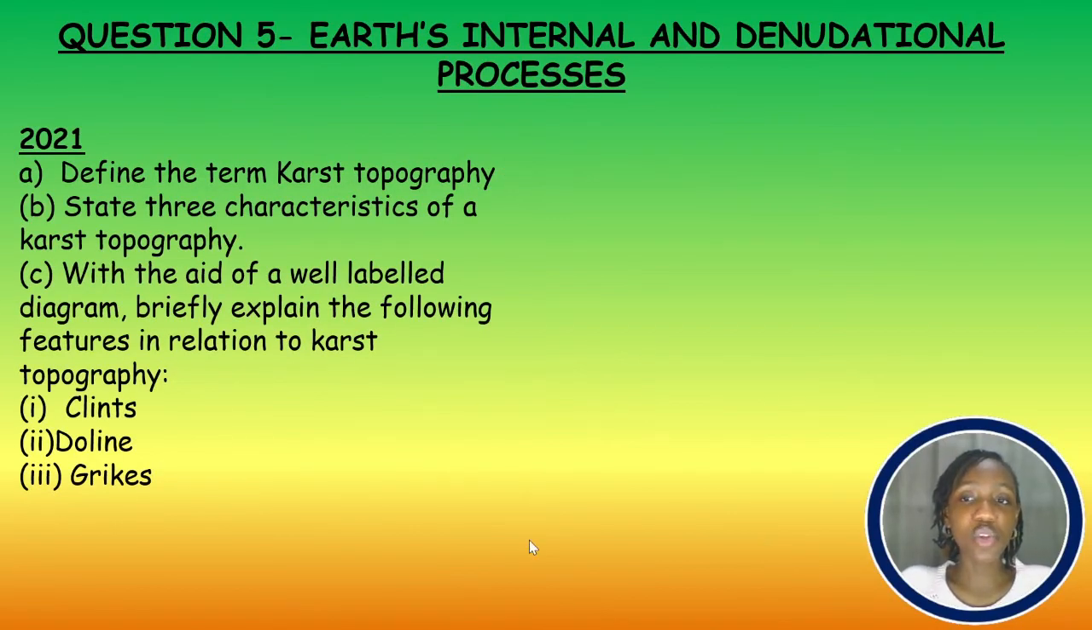So looking at this 2021 question, we can see describe with the aid of a well-labeled diagram, and all these are surface features of limestone region. And in this question, you can see that they mentioned karst topography. Just know that karst topography and limestone region are basically the same thing. They can be used interchangeably. So when you see it in exam, don't think they're talking about a strange thing. It's still the same limestone region they are familiar with.